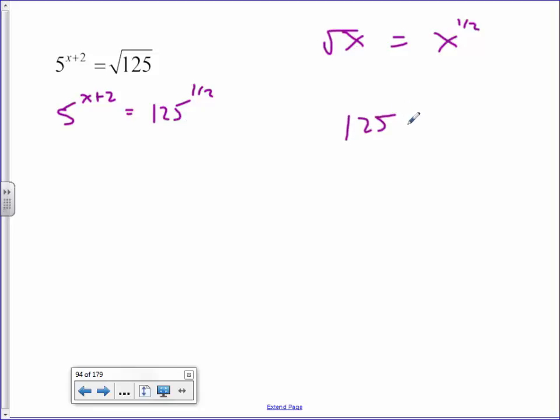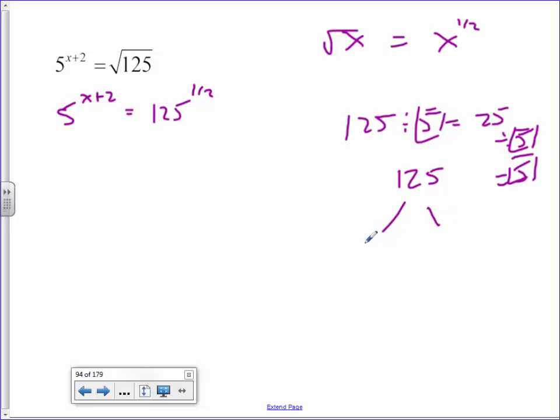Well, 125 divided by 5 is 25. And then if you divide that by 5, it's 5. So there are 1, 2, 3 5s in 125. Maybe you guys remember doing factor trees like this, where you'd say 125 is 25 and 5, and then 25 is 5 and 5. So you could say that 125 is 5 to the 3.